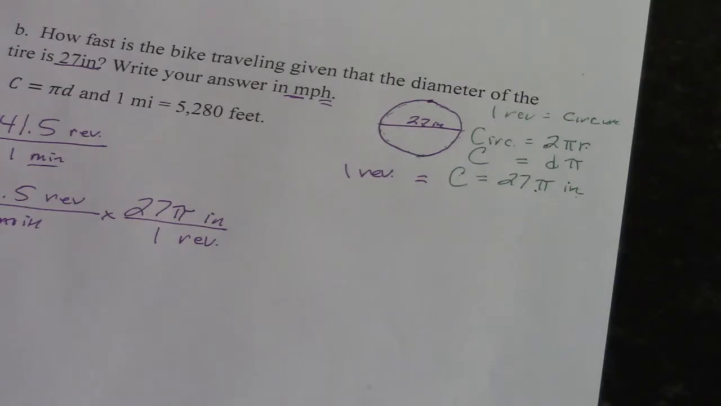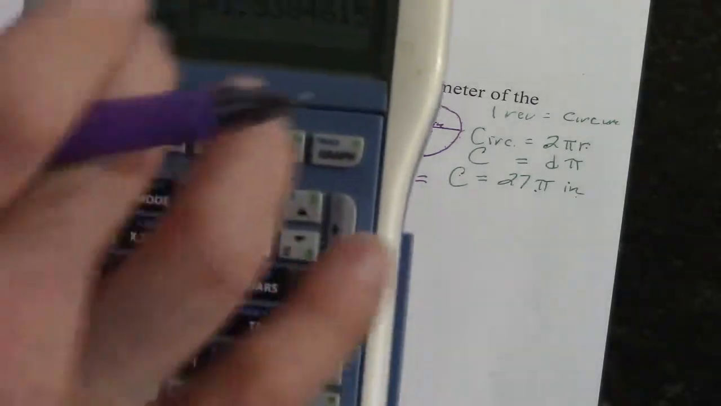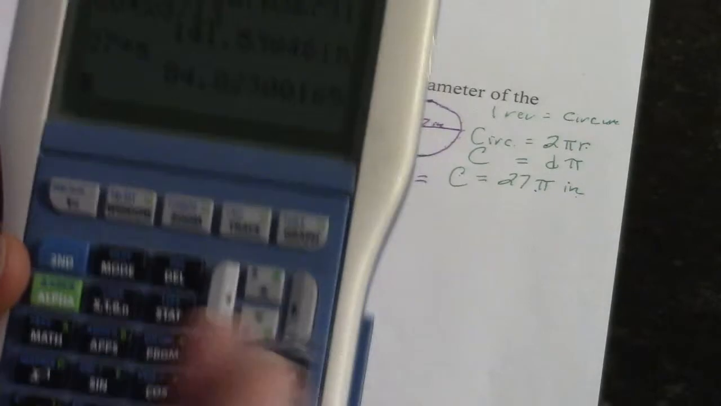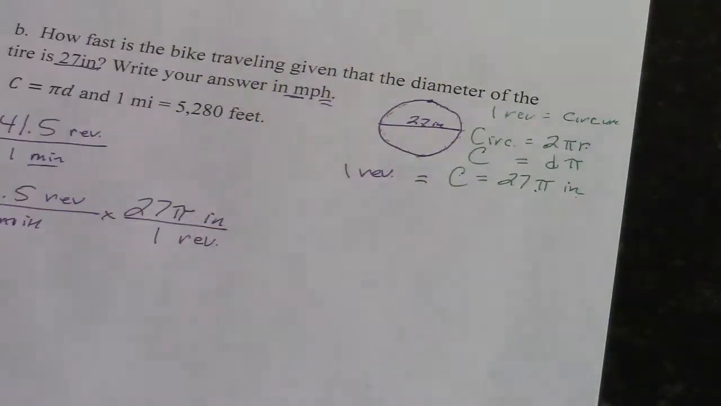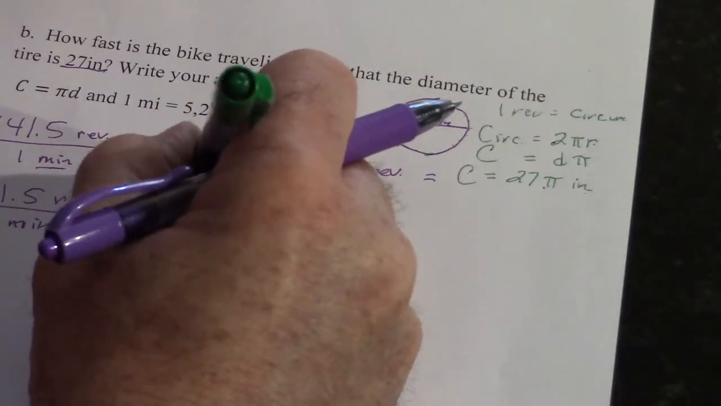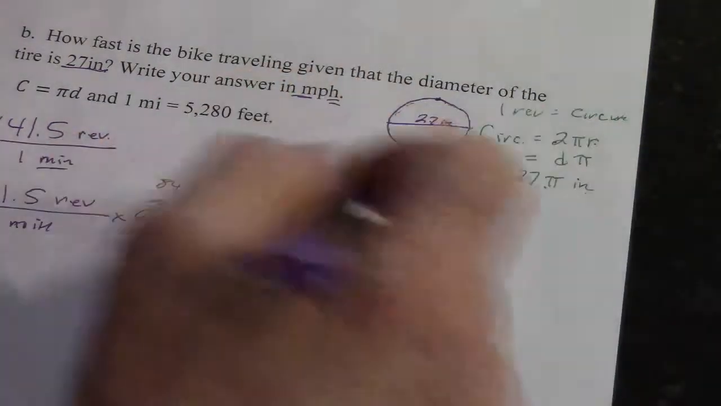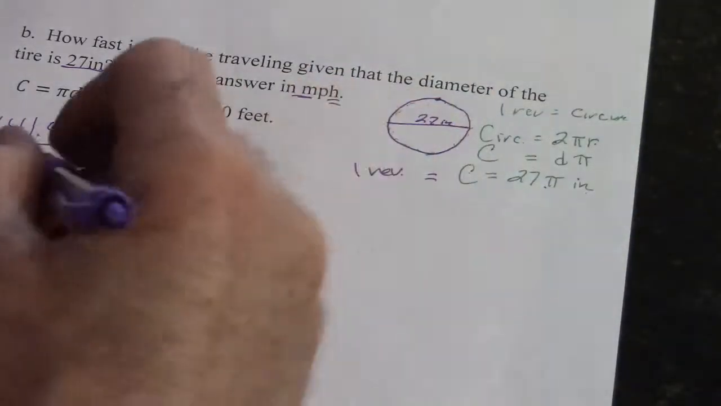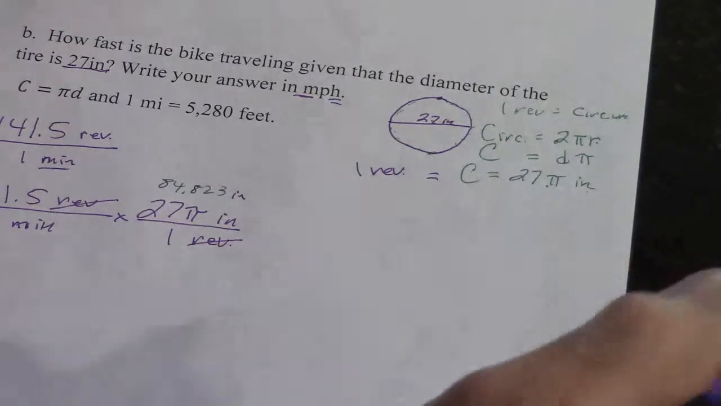If you multiply 27 times, you could use 3.14. Most of our calculators have a pi button. You can just hit that. That's 84.82300. You could round that off if you wanted. If you wanted to write that as 84.823, that would be fine to round it off that many inches. We'll do it later. So that'll get rid of revolutions and get you inches.